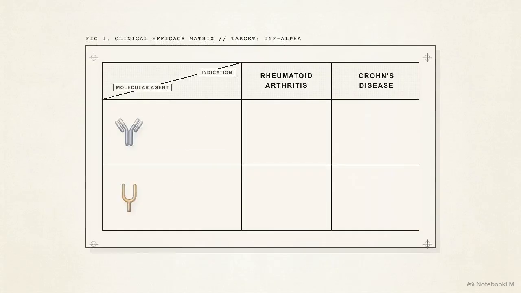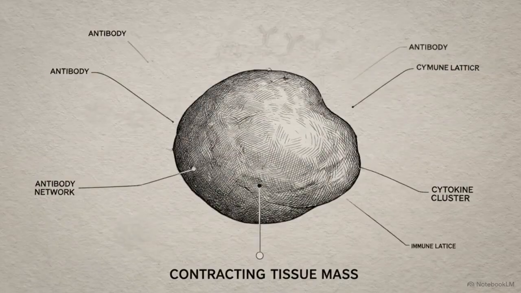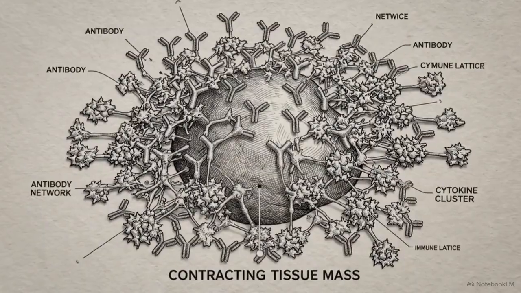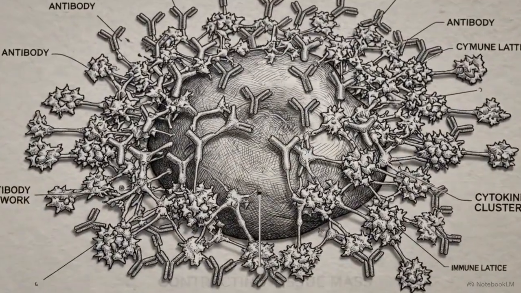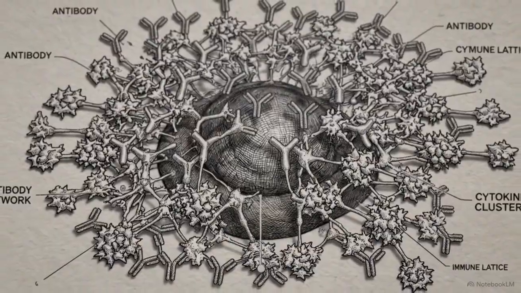This missing mechanism explains a long-standing clinical paradox. While both infliximab and etanercept treat rheumatoid arthritis, etanercept routinely fails to induce remission in Crohn's disease. Neutralizing TNF is insufficient for treating granulomatous diseases like Crohn's. The structural capacity to form massive immune complexes is mandatory for efficacy.